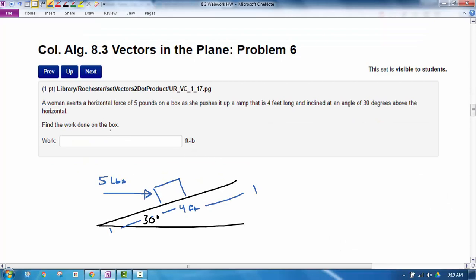Okay, the next problem says a woman exerts a horizontal force of 5 pounds as she pushes the box up a ramp that's 4 feet long. So I drew a picture of this real quick.